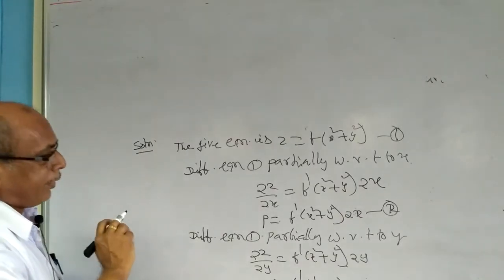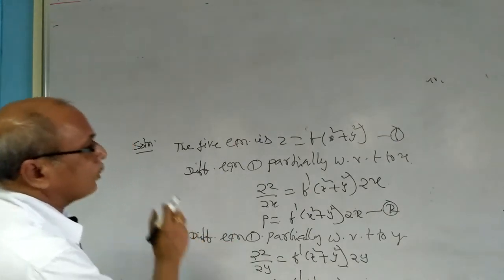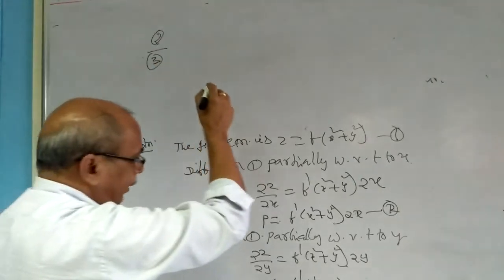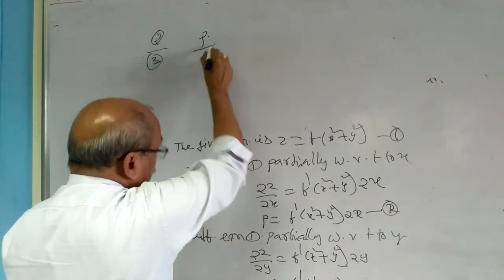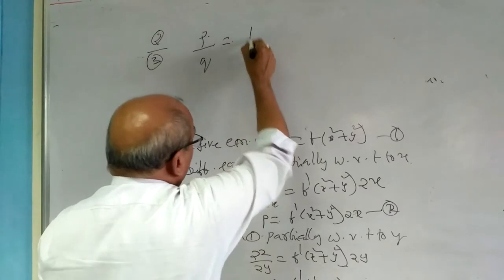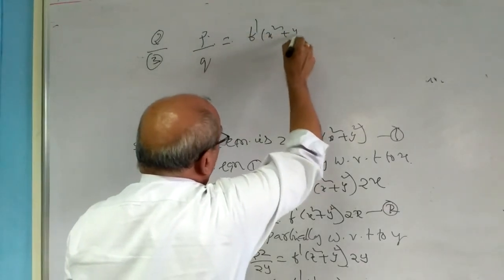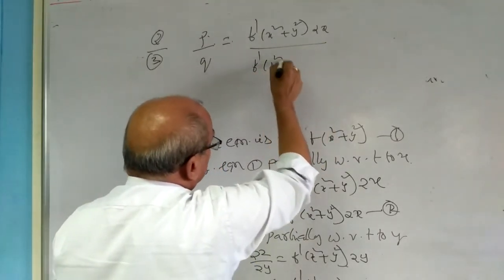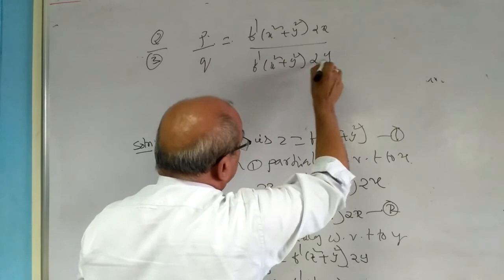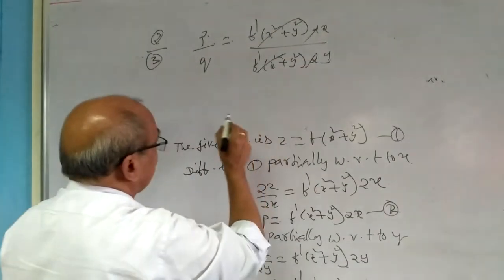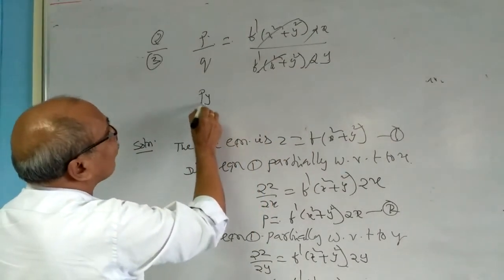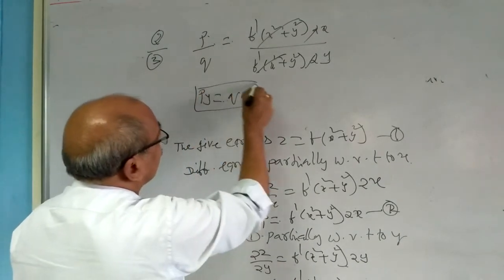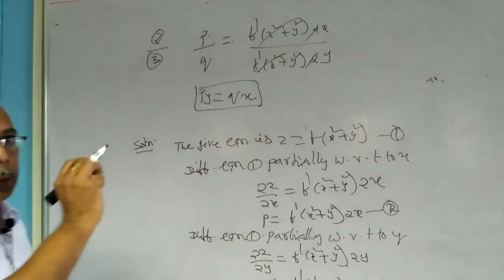So now eliminating the arbitrary function from 2 and 3. So that is 2 divided by 3. P by Q is equal to f dash x square plus y square into 2x by f dash x square plus y square into 2y. 2 cancel, f dash x square plus y square cancel, by cross multiplication, Py is equal to qx. So this is the required partial differential equation.